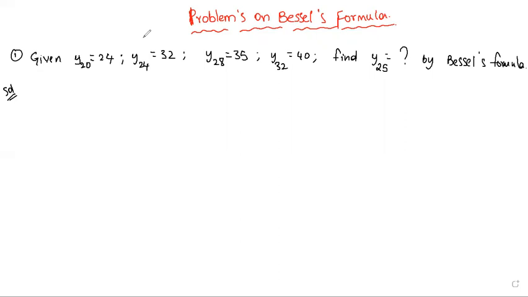Already we know about Bessel's formula. Bessel's formula means Gauss forward and Gauss backward. Keeping the Gauss forward, put 1 in the subscripts, interchange and replace u with u minus 1. Then we get the new equation. Equation 1 is the Gauss forward difference interpolation formula, and equation 3 is the new equation. If we take the average of these two, we get Bessel's formula.